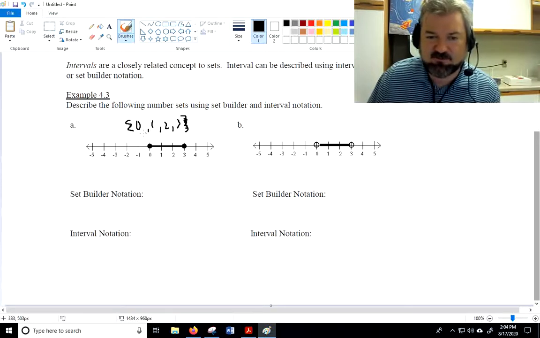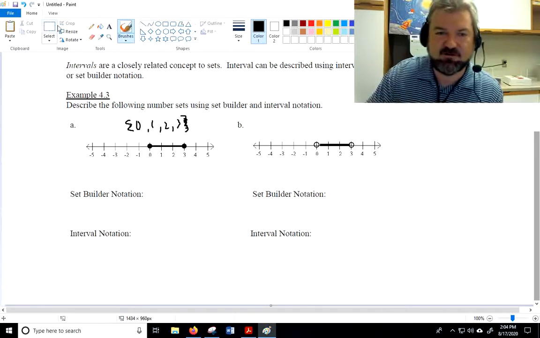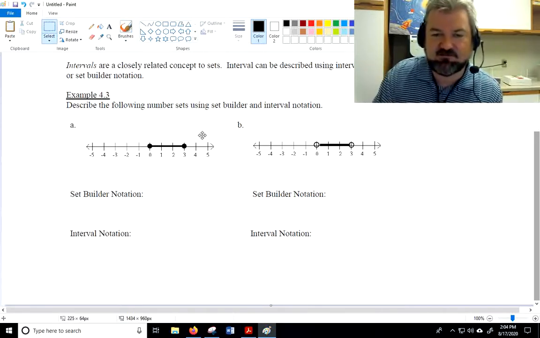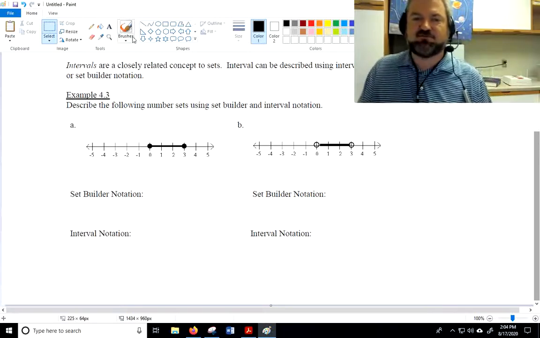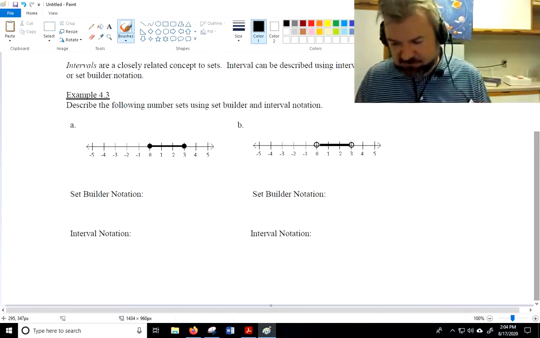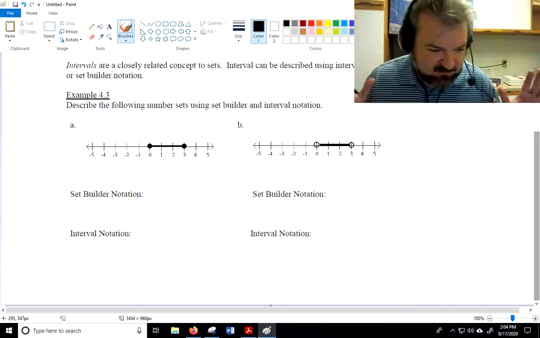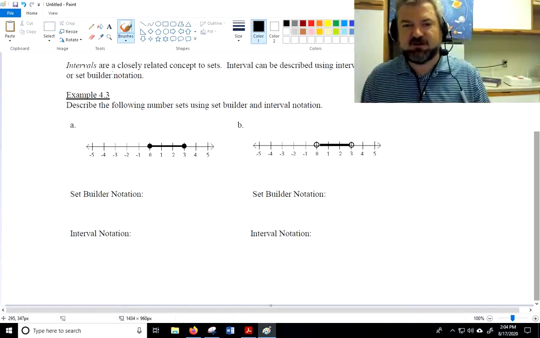The problem is, I'm missing a few numbers, right? I'm missing a half, 1.5, 2.5, 1 1/4, 2 1/4. I'm missing an infinite number of numbers because between any two integers, there's an infinite number of them. So we need another way to describe that. And unfortunately, in the history of mathematics, they just never settled how they're going to do this. We've got to learn both.